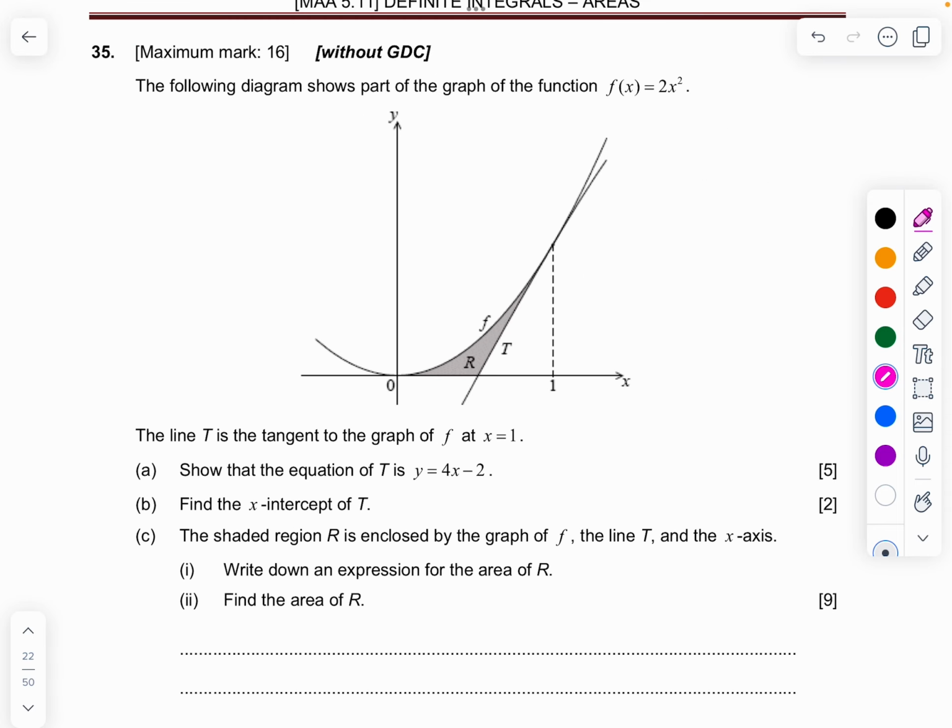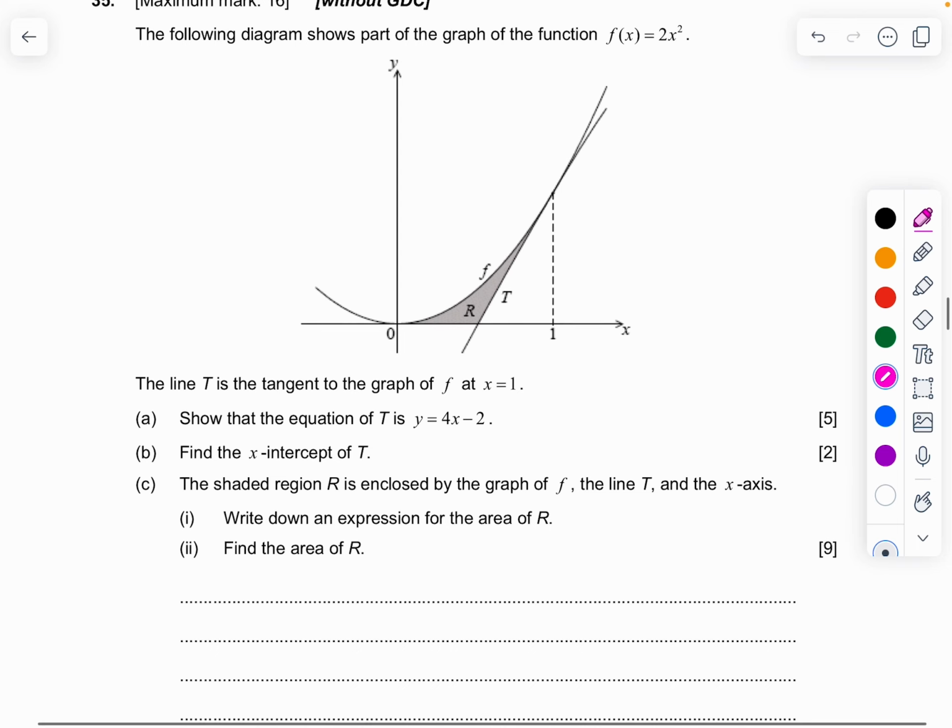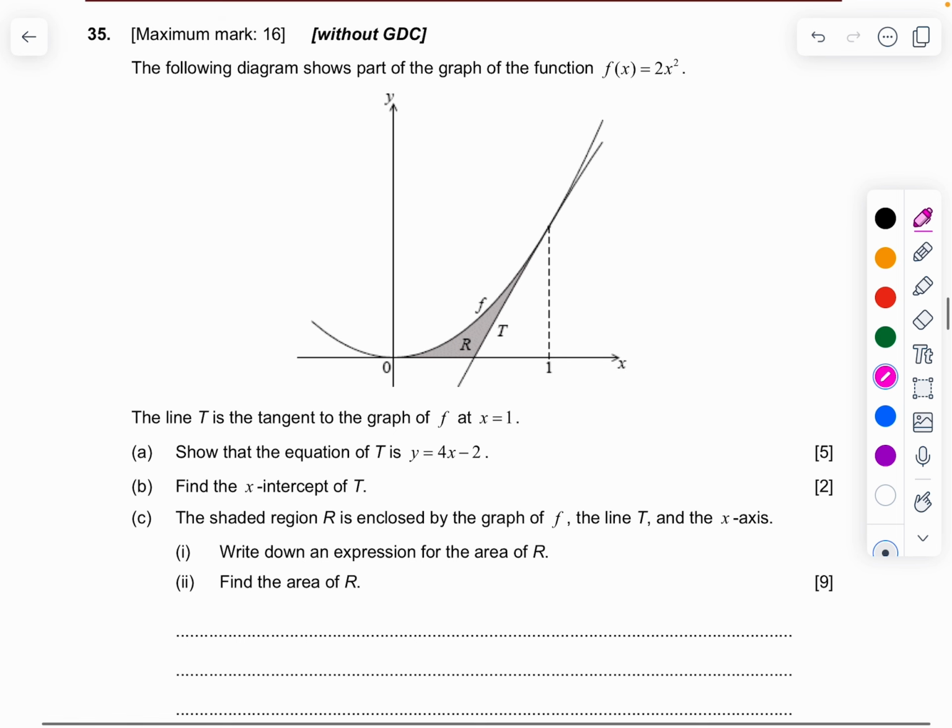Question number 35. The following diagram shows part of the graph of the function f of x equals 2x squared. Show that the equation of the tangent is y equals 4x minus 2, find the x-intercept and the shaded region expression, and find the area R. So x value is 1, so we need to know the y value. f of 1 is 2 times 1 squared, which is 2. So the point is 1 comma 2.